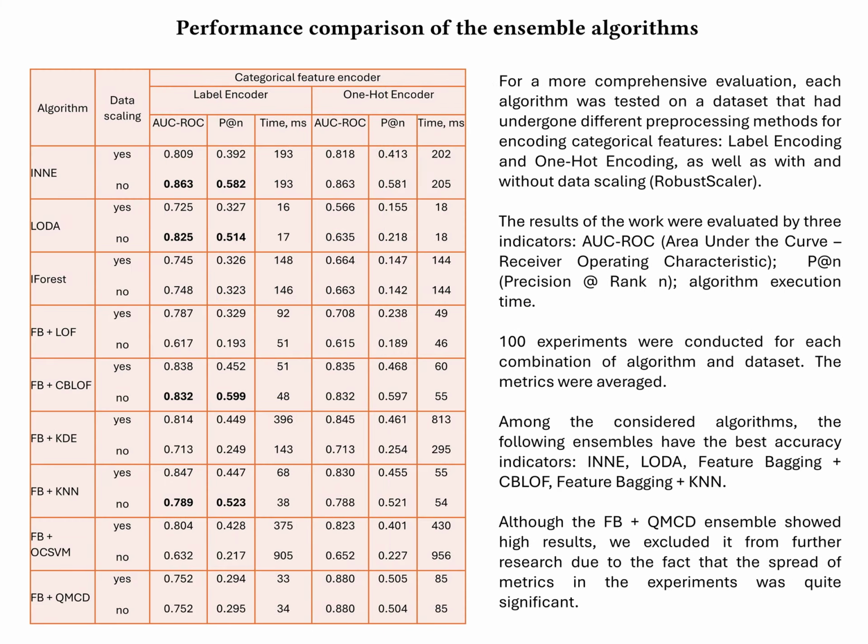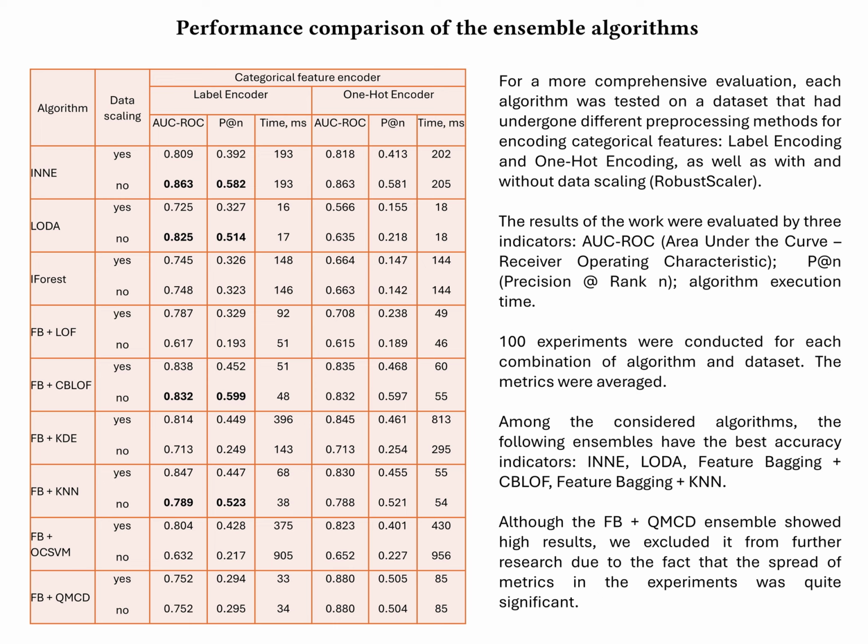For a more comprehensive evaluation, each algorithm was tested on a dataset that had undergone different processing methods for encoding categorical features, label encoding and one-hot encoding, as well as with and without data scaling. The results of the work were evaluated by three indicators: area under the curve of the receiver operating characteristic, precision, and algorithm execution time. 100 experiments were conducted for each combination of algorithm and dataset.